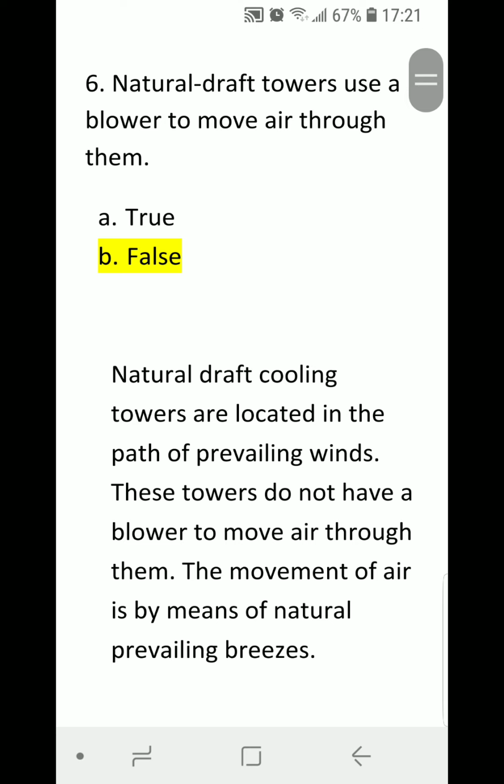Number 6. Natural draft towers use a blower to move air through them. A. True. B. False? Correct answer is B. False. Natural draft cooling towers are located in the path of prevailing winds. These towers do not have a blower to move air through them, and the movement of air is by means of natural prevailing breezes or winds.